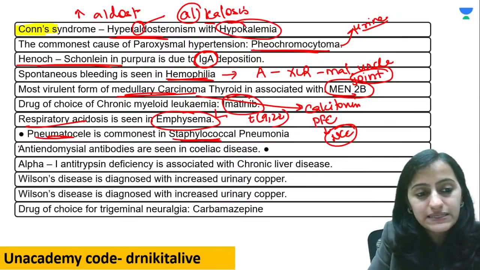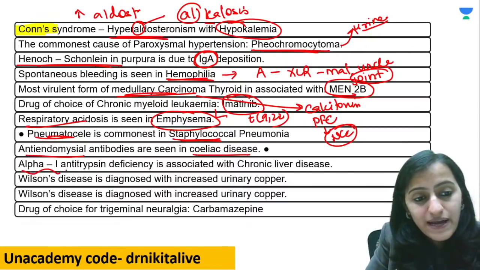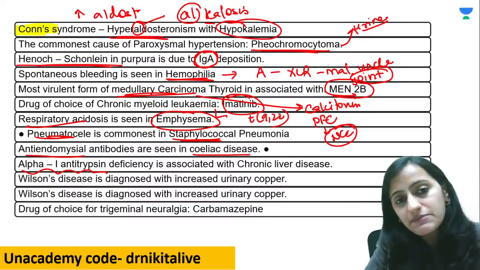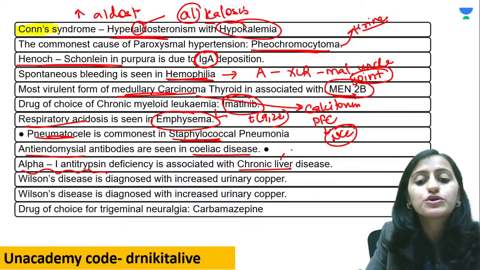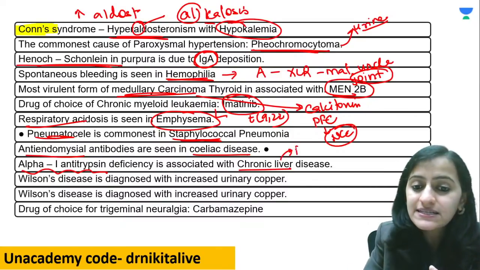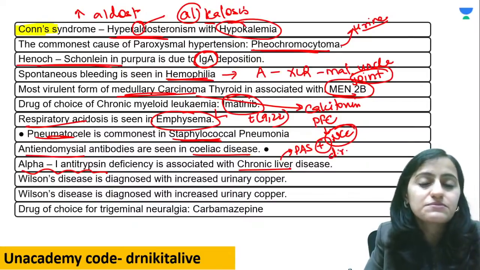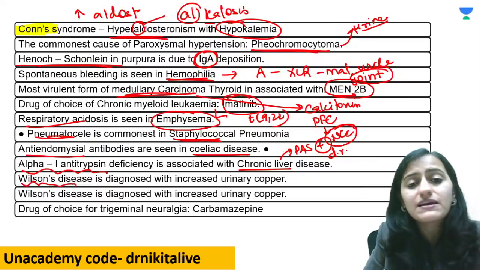Very, very important. Anti-endomysial, celiac disease. Alpha-1 antitrypsin. Remember, it affects the lungs. It is emphysema, panacinar emphysema, and also the liver. What is the histology in liver disease? It is PAS positive, diastase resistant. Wilson's disease, very, very important.